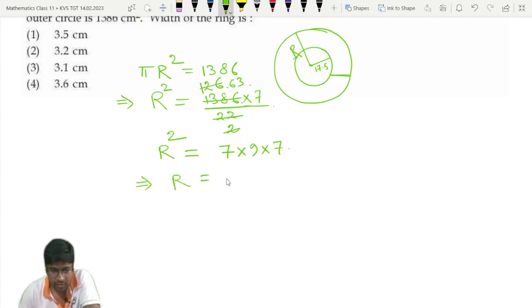What will be R then? R will be equal to 7 into 3, that is equal to 21. Okay, so the radius of the outer circle will be 21. So what will be the width? We have to find the width.